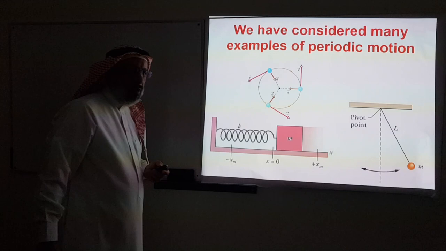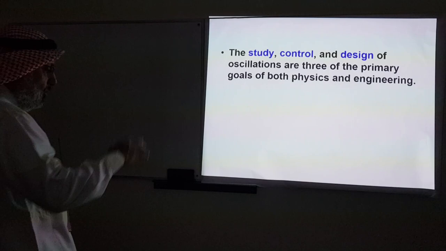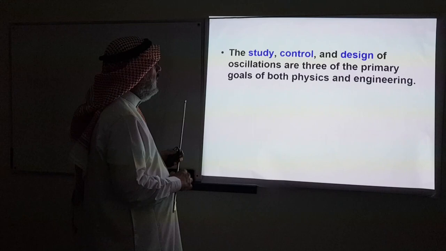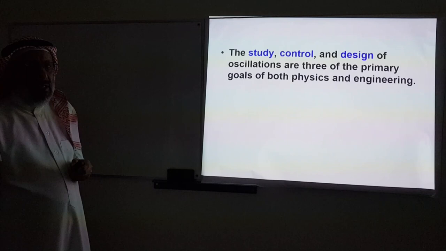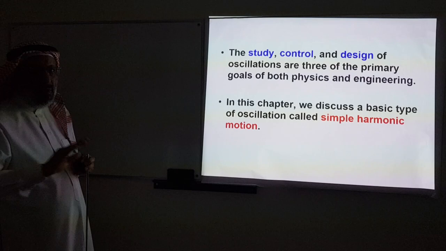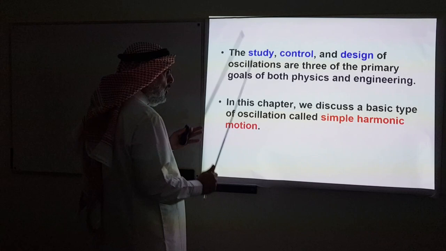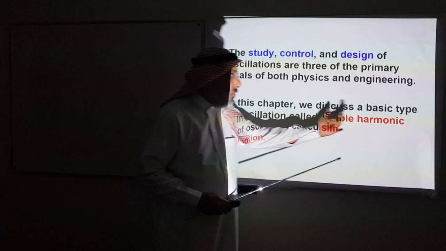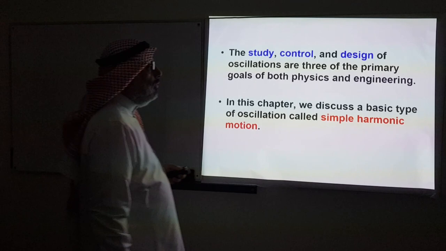The study, control, and design of oscillations: we want to study and understand what is going on, and then control and design. These are three of the primary goals of both physics and engineering. In this chapter, we discuss a basic type of oscillation, the simplest type of oscillation, which is called simple harmonic motion. And we want to break this down to understand what is going on. We know what motion is. What is harmonic? And why is it simple? What is so simple about it? That's what we will see during the course of our discussion.